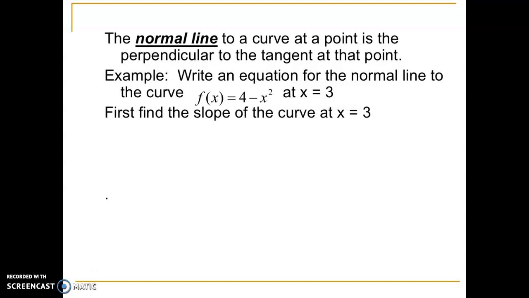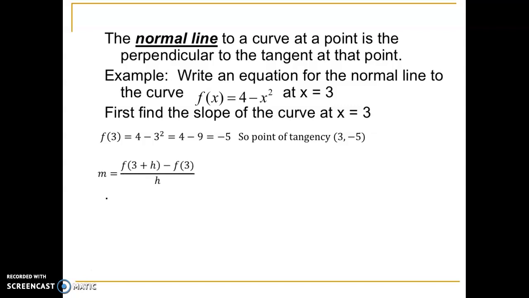So the first thing that we needed to do here in this example is find the slope of the curve at x equals 3. But I'm actually going to find the actual point of tangency first. So I'm going to find out what is the value of this function when x equals 3. When x equals 3, the value of the function is -5. Therefore, my point of tangency is (3, -5).